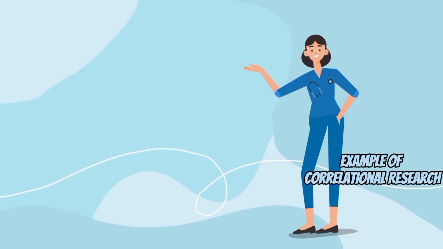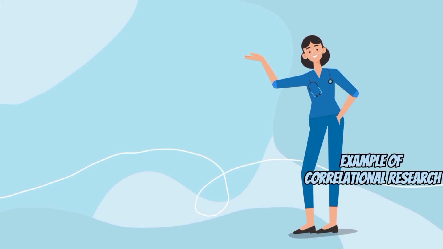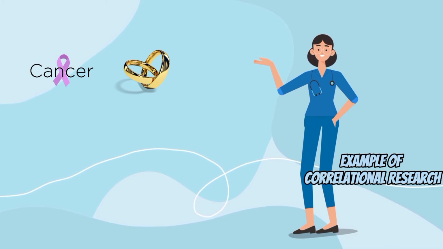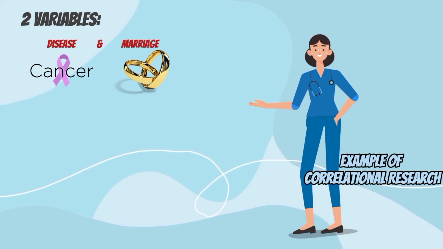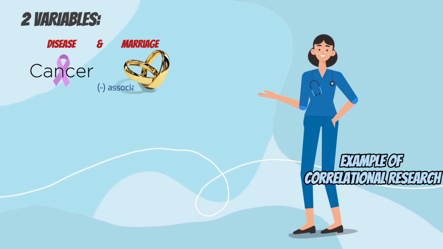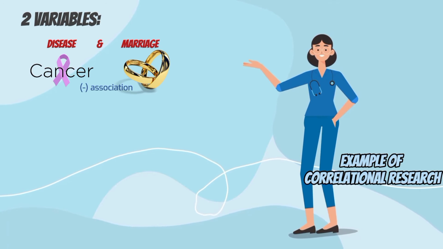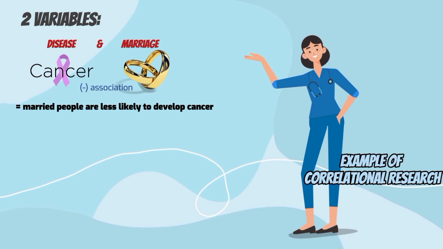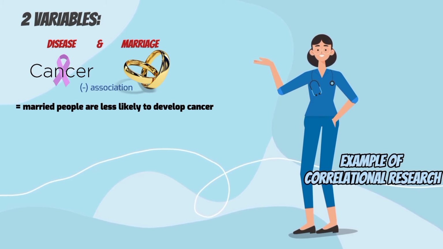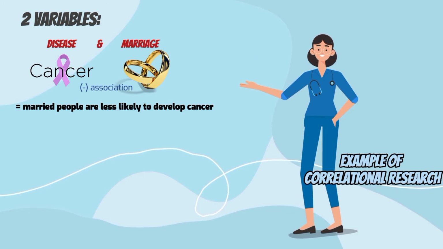And now we are going to give you examples of correlational research. So, okay, let me give you the first example. Consider, hypothetically, a researcher studying the correlation between cancer and marriage. In this study, there are two variables, disease and marriage. Let us say marriage has a negative association with cancer. This means that married people are less likely to develop cancer. However, this doesn't necessarily mean that marriage directly avoids cancer.